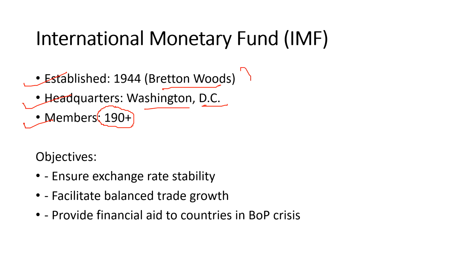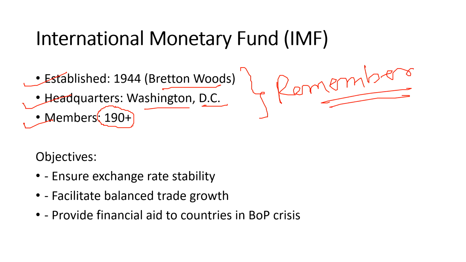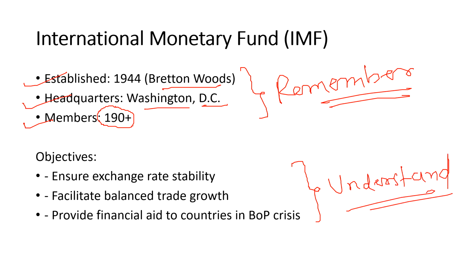These are the points which you need to remember, and these are the points I will now discuss with you which you need to understand. The first objective of the IMF, which is really very important, is to ensure exchange rate stability.